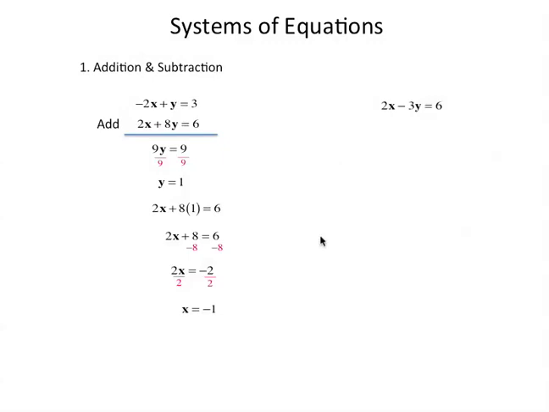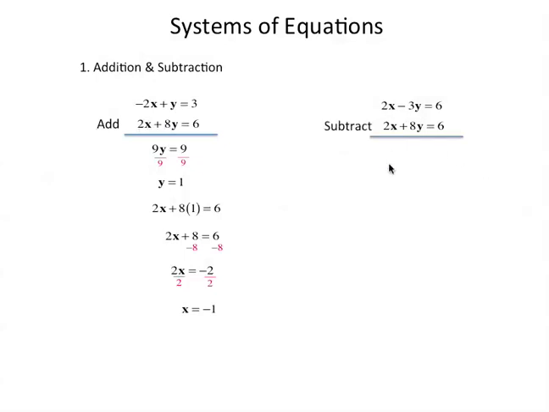All right, here's another example. You have 2x minus 3y equals 6, and 2x plus 8y equals 6. Now, here the two x's, the coefficients are the same. So what I'm going to do is subtract them. If the coefficients are completely opposite, you can add, but if they're the same, then you can subtract. Okay, so I'm going to subtract.